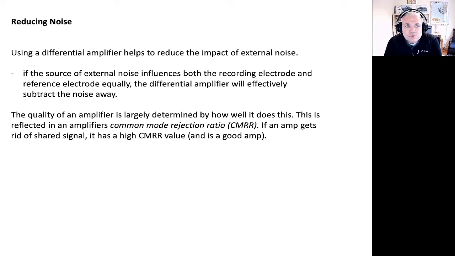In order to reduce noise, we use this differential amplifier, which helps reduce the impact of external noise. If the external noise influences both the recording electrode and the reference electrode equally, the differential amplifier will effectively subtract the noise away. But the trouble is that you always have some distance. If you're closer to a wire in a wall that's creating an electrical field, one electrode is closer and one is farther away, then you'll get a difference in noise, and the differential amplifier won't be able to negate the problem.